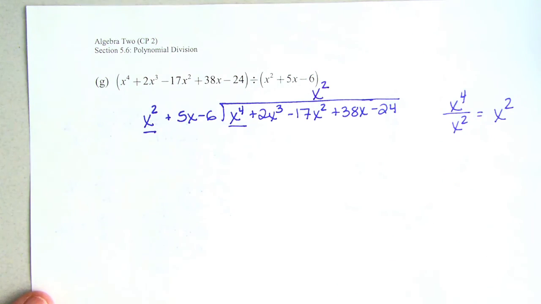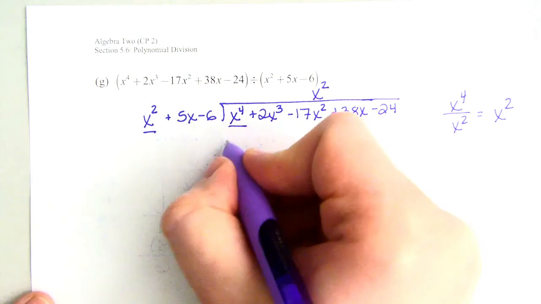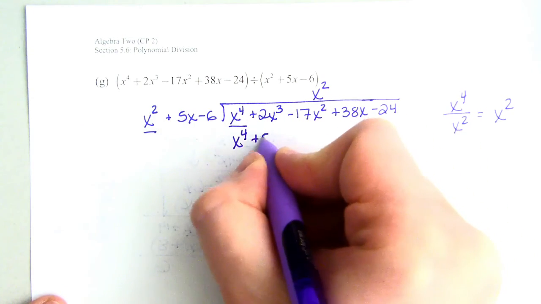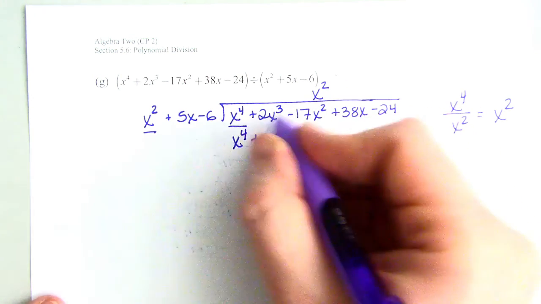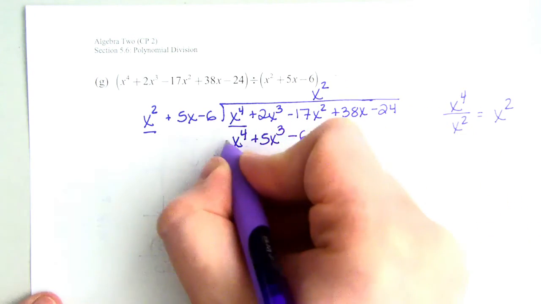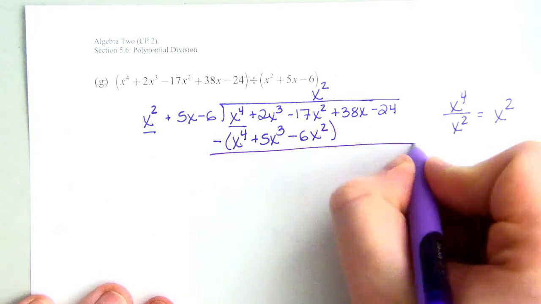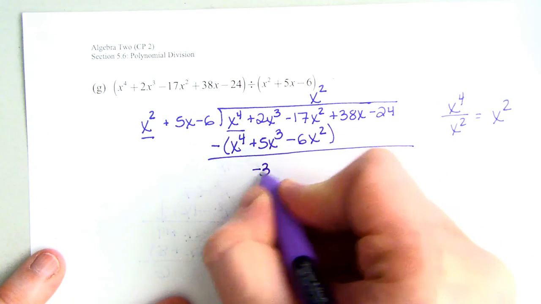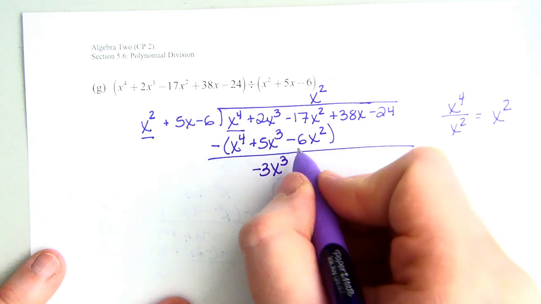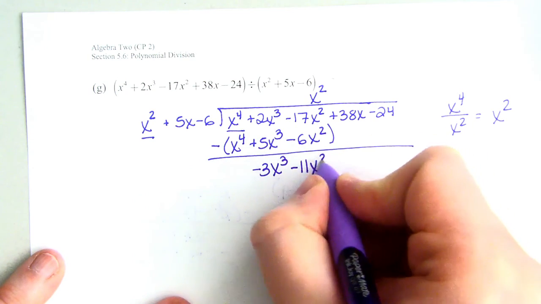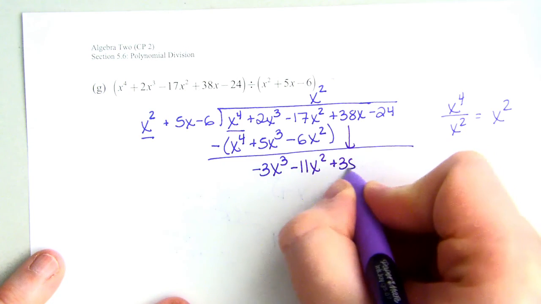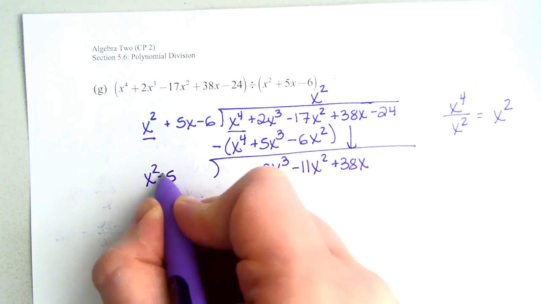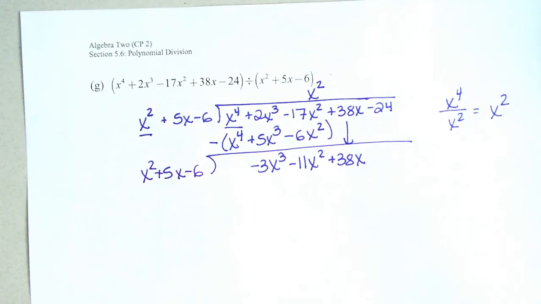I'm going to multiply. The only difference is I've got to multiply this by all three pieces out front. X squared times x squared is x to the fourth. X squared times 5x is plus 5x cubed. X squared times minus 6 is minus 6x squared. Parentheses, and we'll subtract. Gone. 2 minus 5 is negative 3x to the third. Negative 17 plus 6 is negative 11x squared. Bring down the next piece, and we're ready to start over. See if you can do the next round of divide, multiply, subtract, bring down, and then stop.